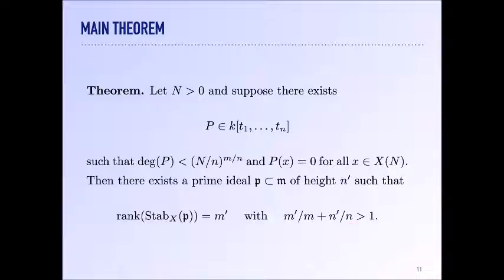What we've just explained for the previous lemma is that once you have that, you then have these orthogonal subgroups, A and B, of ranks m prime and n prime, where m prime over m plus n prime over n is greater than 1. It's because this subgroup, this stabilizer, has an orthogonal complement of rank n prime, where n prime is the height.